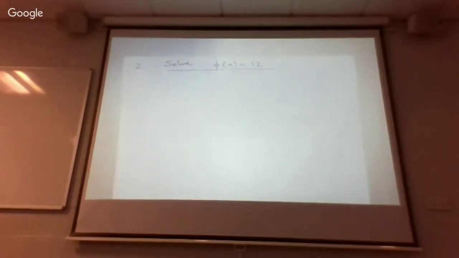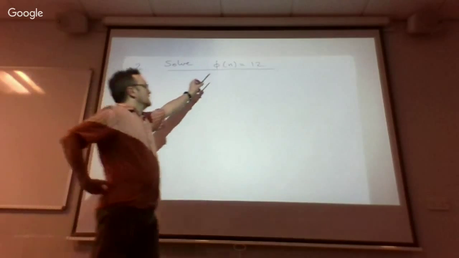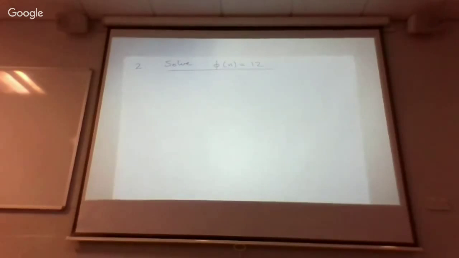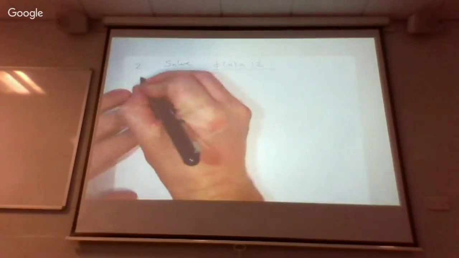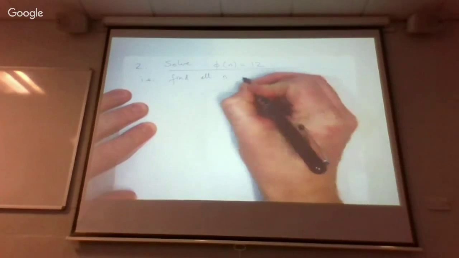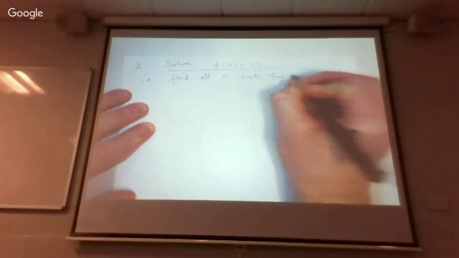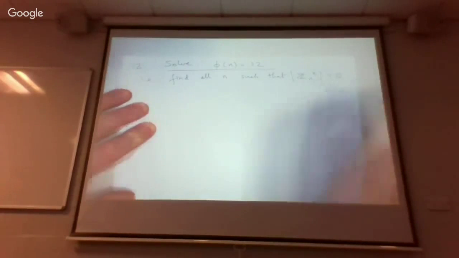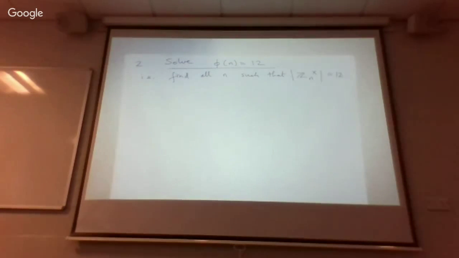So what we're looking for are those moduli n which contain 12 numbers less than them that are co-prime to n. On the face of it, it's not a trivial question. We need to use everything we know about phi to solve it. Another way to phrase it is we're finding all the integers n such that the multiplicative group of congruence classes modulo n is of size 12. It's another way to think about the question.